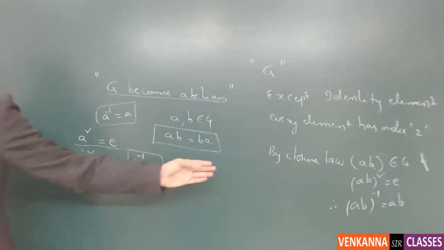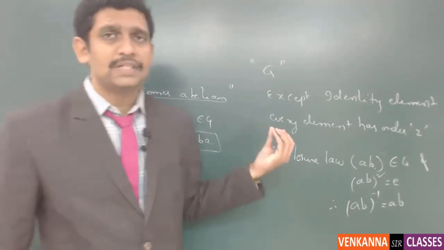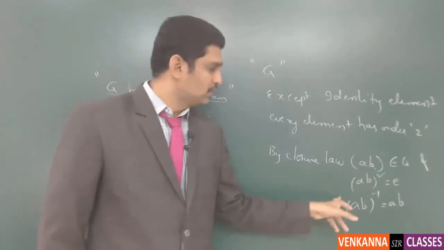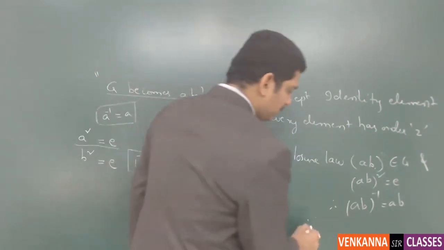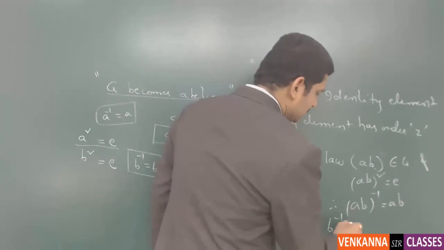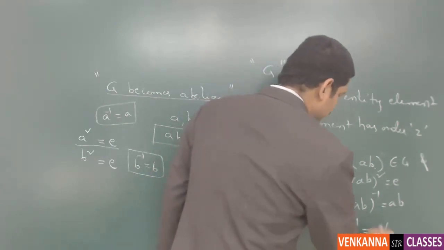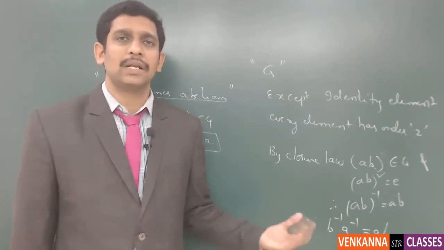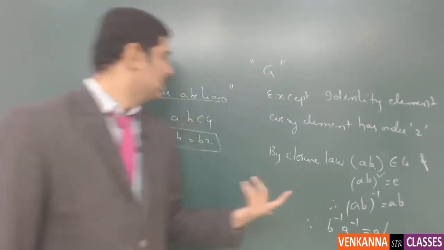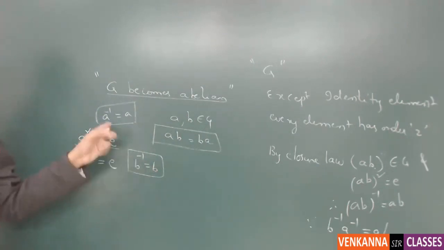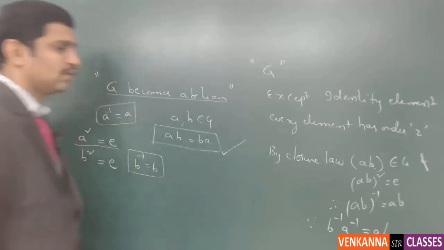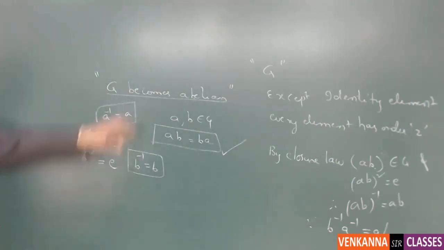As we know, elements in a group satisfy the law of integral exponents. So on the LHS, you can write that B inverse A inverse is equal to AB, because AB whole inverse is nothing but B inverse A inverse. As we know, B inverse equal to B and A inverse equal to A, we can say that AB is equal to BA. Therefore, G becomes abelian. That was the solution.